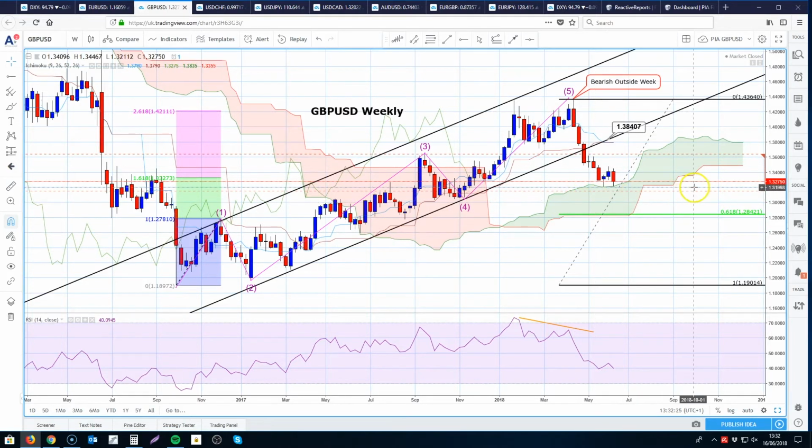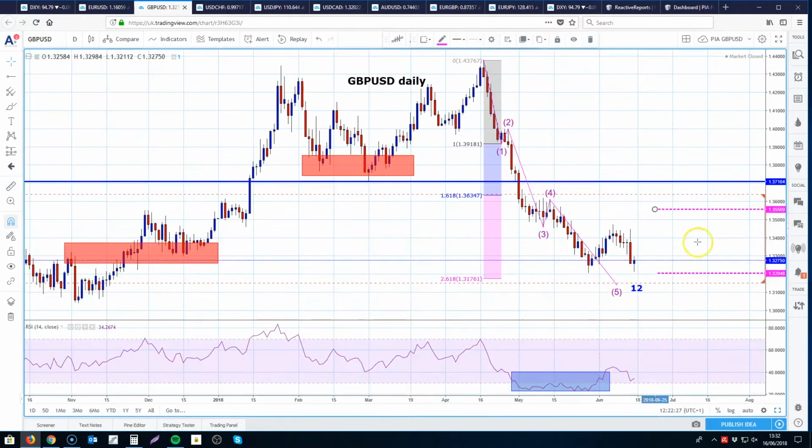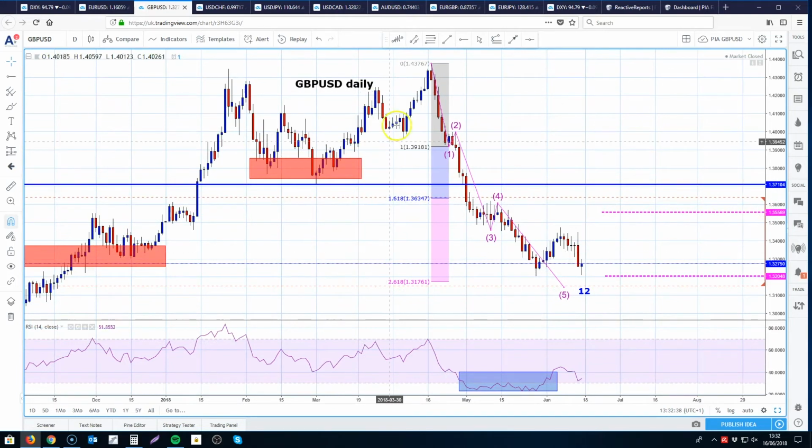Now, the Ichimoku cloud, which is quite deep, is offering support for sterling dollar. And also, if we go to the daily chart, here we can see a potential 5-wave count to the downside. We've actually got a DeMark 12 posted on Friday, so on Monday we should get a DeMark 13, which again highlights the bottom of a trend.